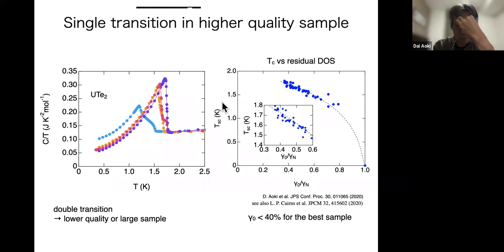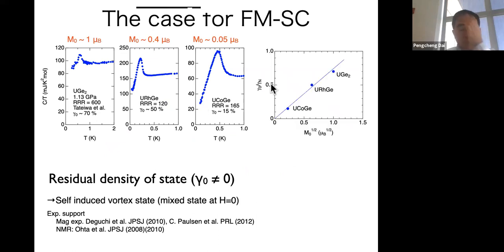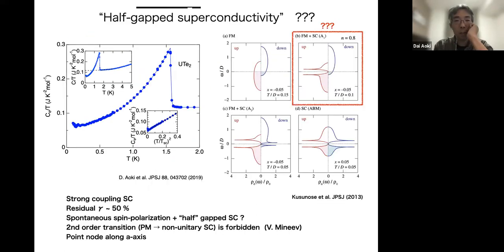Of course. So maybe let me show you the case for ferromagnetic superconductivity. Yes, this is known: the residual density of states depends on the ordered moment. And this view is somehow easy to understand, so I want to show you some slides. Initially, uranium ditelluride is a so-called half-gap superconductor. This means the kind of A1 state.